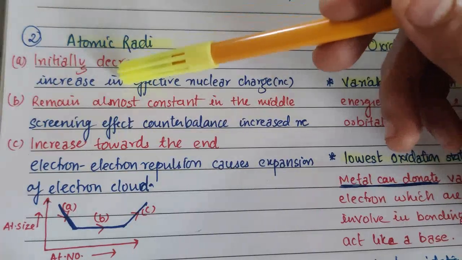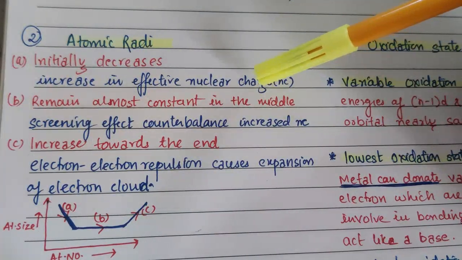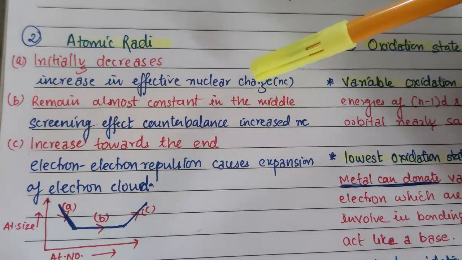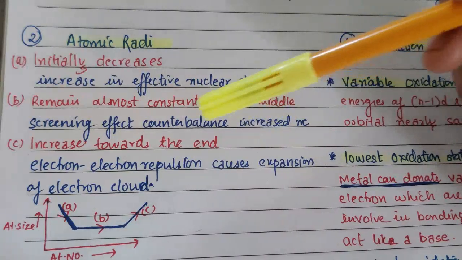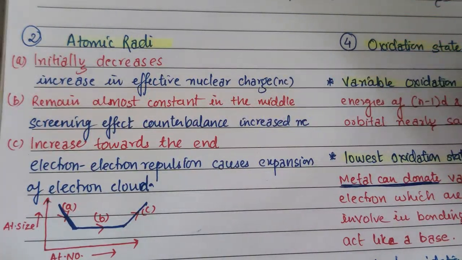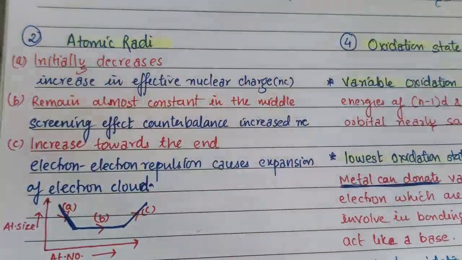In general, atomic radii decrease along the period. This is the general trend, and you have already done this in class 11th. But for the d block elements, the trend is different: it first decreases, then remains constant and then increases. So you must know the reason for all these three factors.